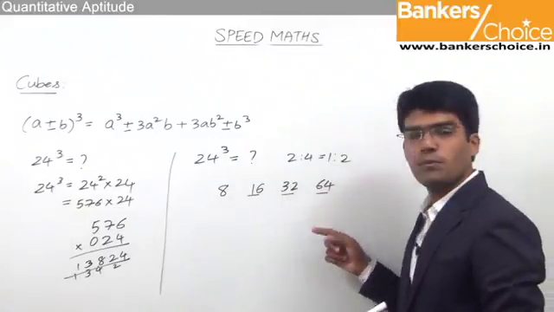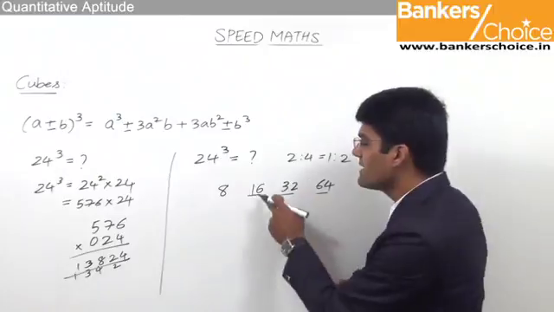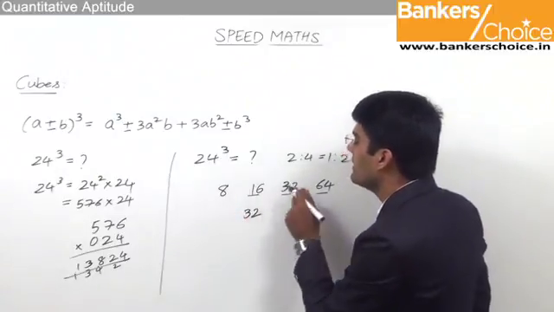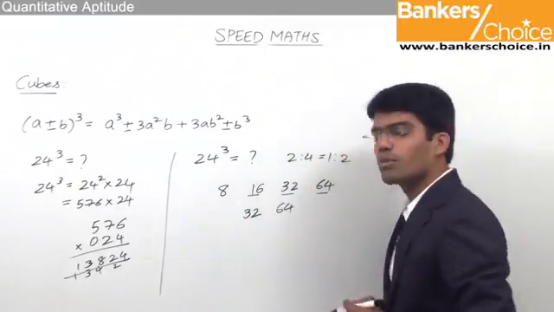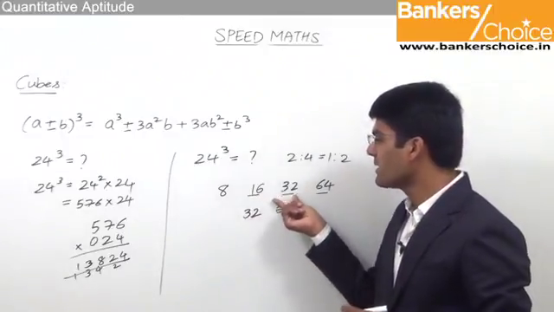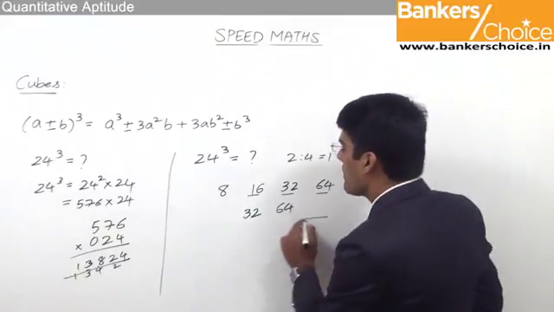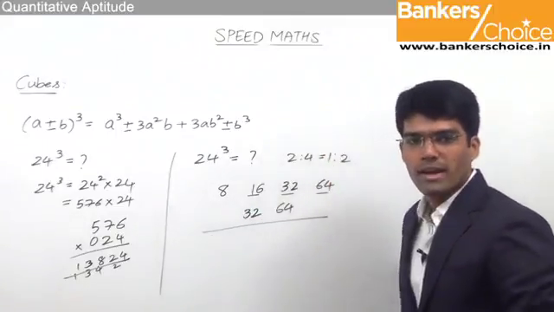Now after writing these 4 numbers, the next step is to double the middle two numbers. That means 16 when doubled becomes 32 and 32 when doubled becomes 64. So that's the next step. That is, take the second number and the third number, multiply with 2 and write it under the two numbers. And now by going by addition, we can get the required answer.